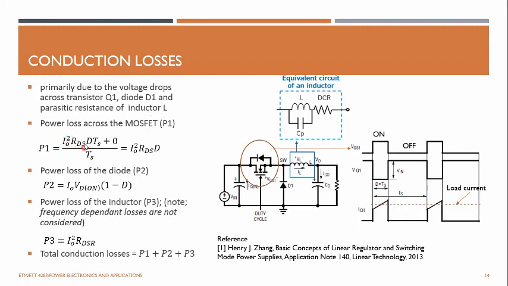I squared RDS on, where RDS on is the turn on resistance of the power MOSFET, into the time duration TDS. I squared R into the time will give you the energy dissipated. And in order to find the power, you have to divide it by the complete switching period. So the power loss across the power MOSFET is I out squared into RDS on into the duty ratio.